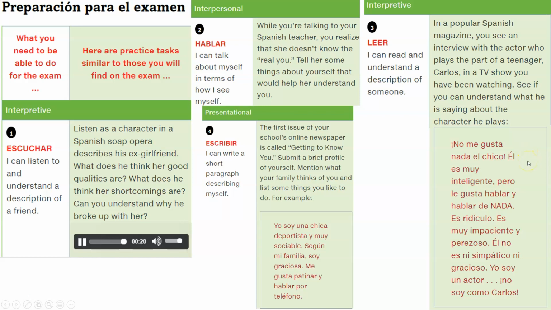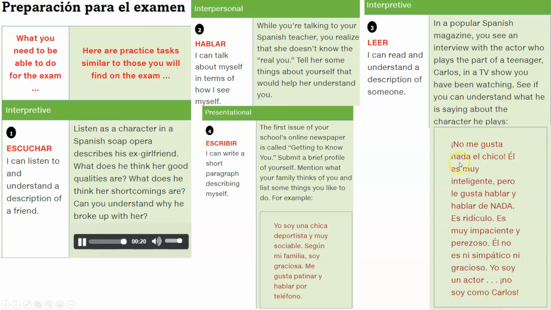No me gusta nada el chico. Él es muy inteligente, pero le gusta hablar y hablar de nada. Es ridículo. Es muy impaciente y perezoso. Él no es ni simpático ni gracioso. Yo soy un actor. No soy como Carlos.